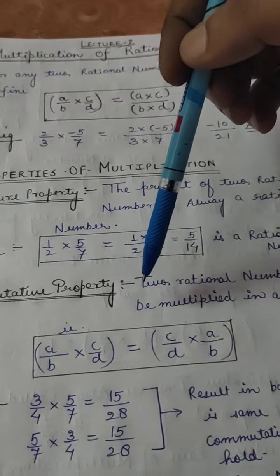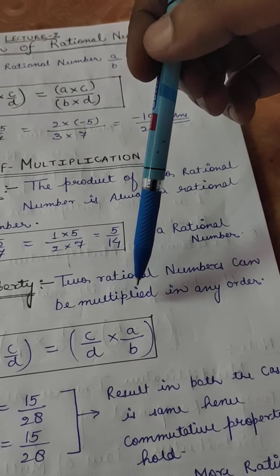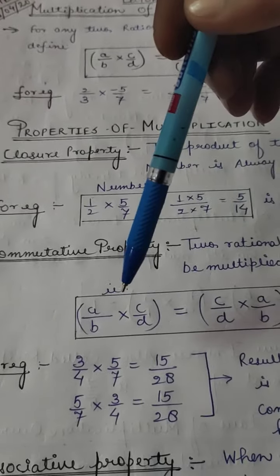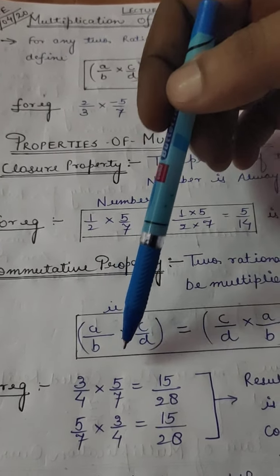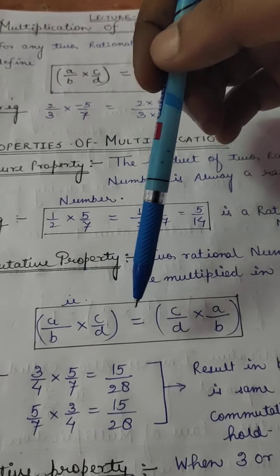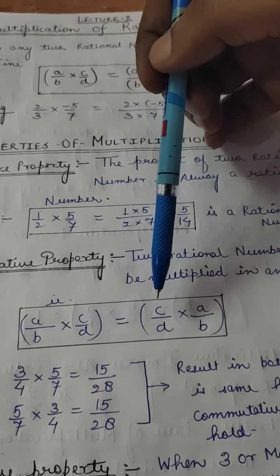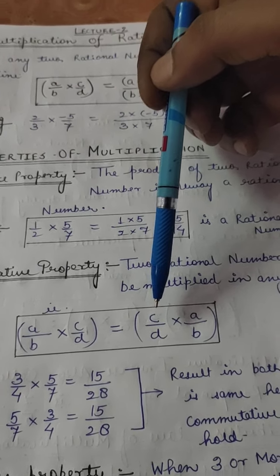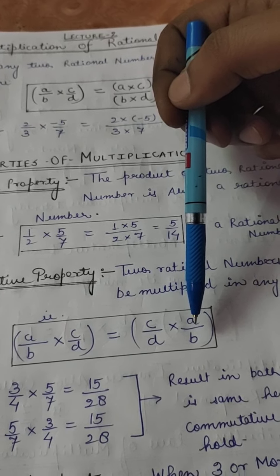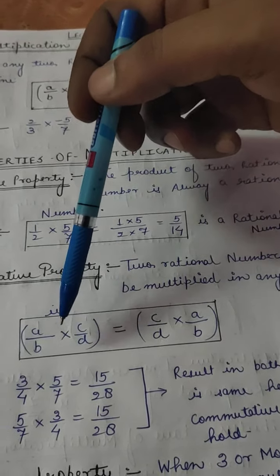The second property is commutative property. This states that if two rational numbers are multiplied, then they can be multiplied in any order. That means, see here, if a by b and c by d are the two rational numbers and we multiply them, then the result should be equal to the result if we interchange the position of these two rational numbers. So in the next step we have written c by d as the first rational number and a by b as the second rational number. Whatever their result is should be equal to this one.